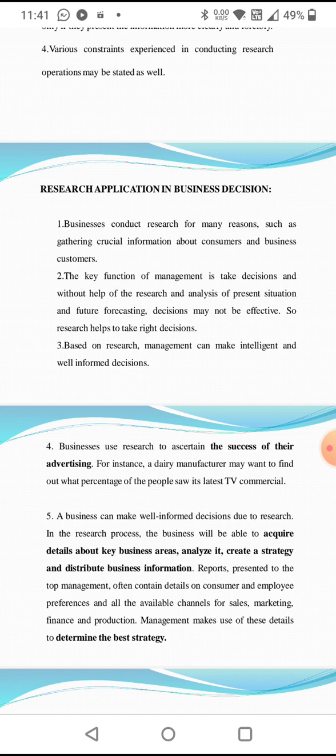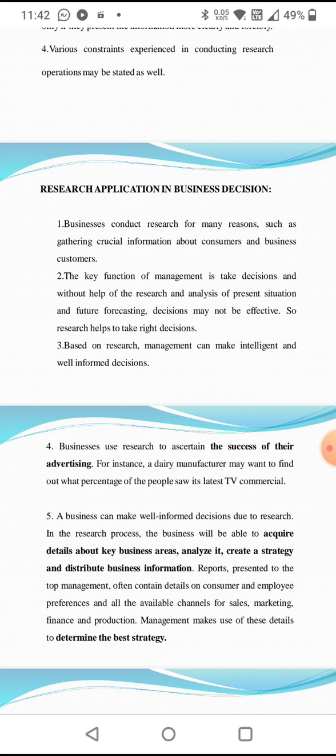So research application in business decisions. What exactly do you mean by that? How well you can apply the research outcome in making your organization decisions, right? Businesses conduct research for many reasons, such as gathering crucial information about consumers and business customers. The key function of management is to take decisions, and without the help of research and analysis of the present situation and future forecasting, decisions may not be so effective. So research helps to take right decisions with good data. Based on research, management can make intelligent and well-informed decisions.